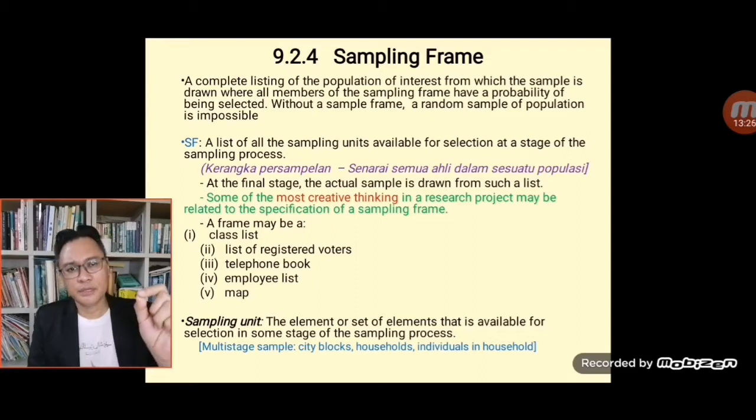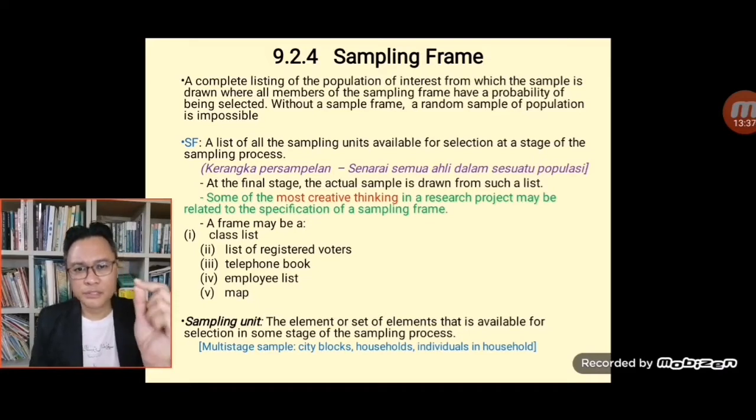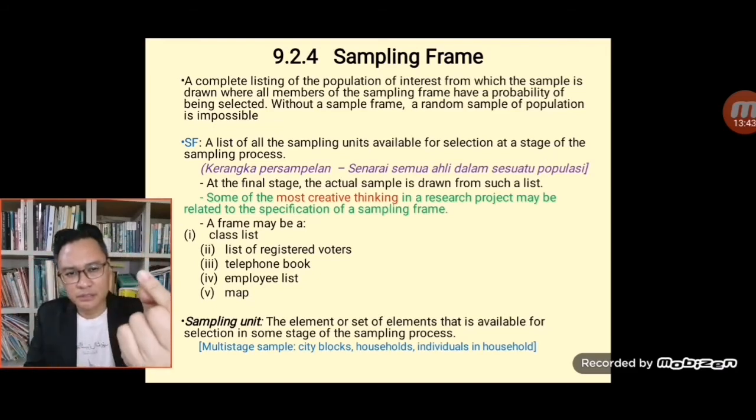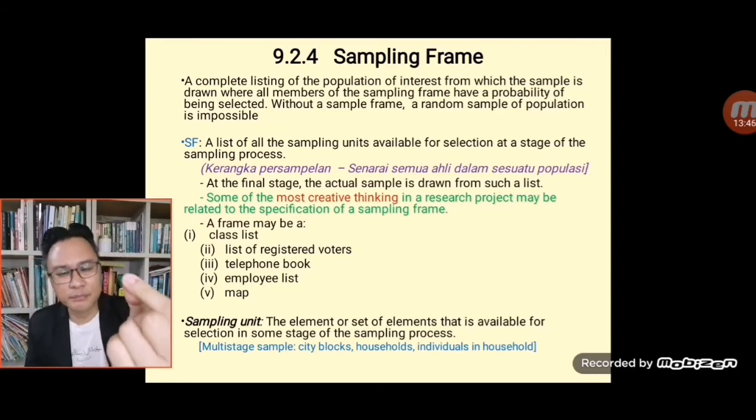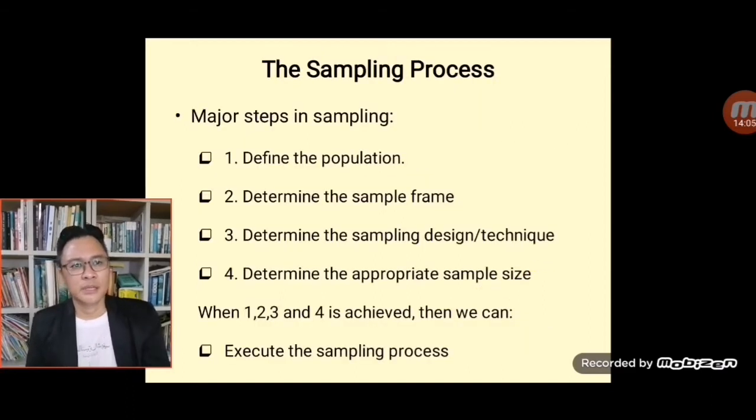So you need to identify the frame, the sampling frame. Sebab tu dia kena very specific. Nak cari yang betul-betul the quality sample size. Okay, sebab daripada besar kepada yang kecil, yang mana this kecil, the amount of kecil ini adalah yang paling quality. Okay, sampling unit, the element or set of elements that is available for selection some stage of the sampling process. I've discussed this study just now about city block household, individuals in household ke. Sampling process.